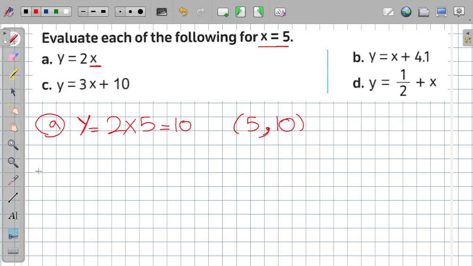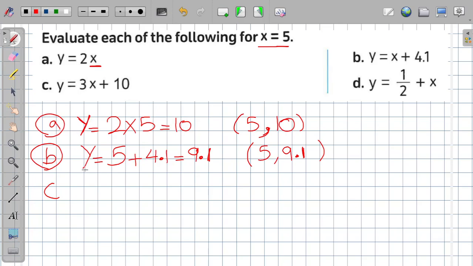Okay, next I have y equals x plus 4.1. So I will say x equals 5 here. So I have 5 plus 4.1. So the value of y will be 9.1. So the ordered pair here will be 5 and 9.1.